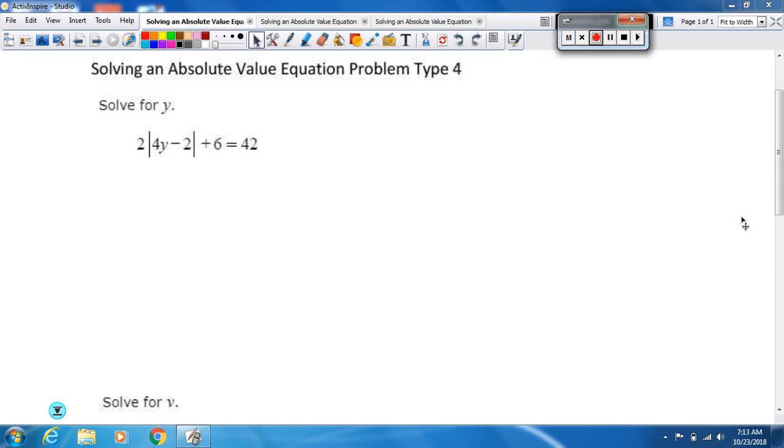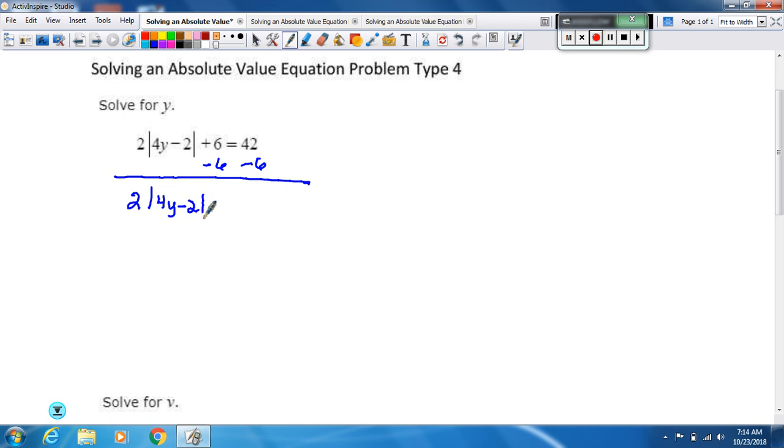Solve for y. In order to solve an absolute value equation, you have to have the absolute value symbol isolated. So the first step is to move the positive 6 over, so you subtract 6 from both sides. So I get 2 times the absolute value of 4y minus 2. Opposites cancel, equals 42 take away 6 is 36.